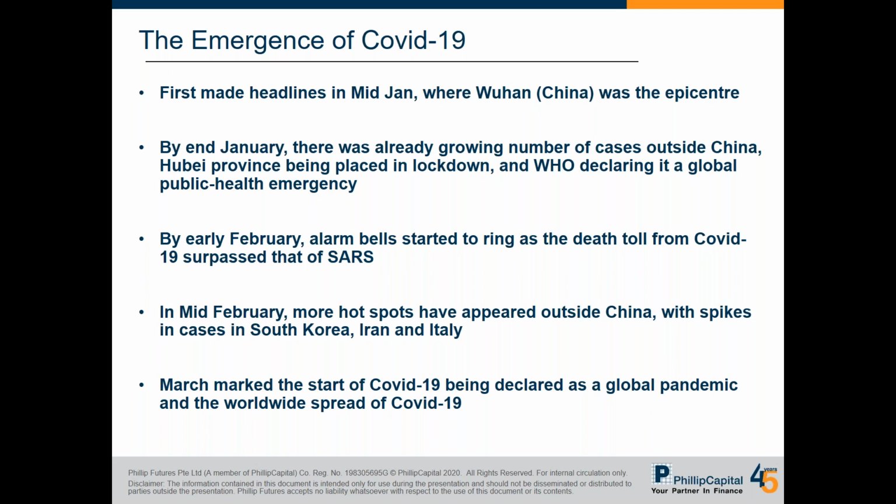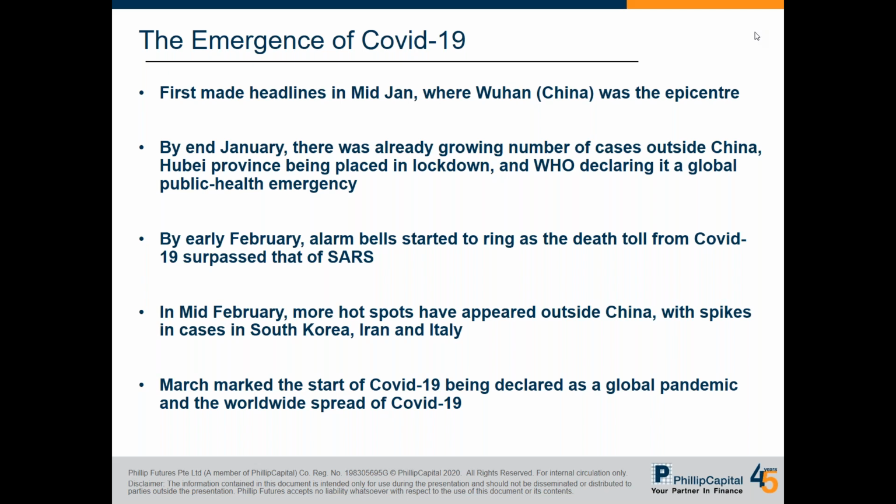All right. So by the end of January, there were already growing numbers of cases outside China, and the Hubei province, whereby Wuhan is part of, was actually put entirely into lockdown, and the WHO have actually declared COVID-19 as a global public health emergency. So this escalated further, in fact, and by early February, alarm bells start to ring as the death toll from COVID-19 actually surpassed that of SARS itself.